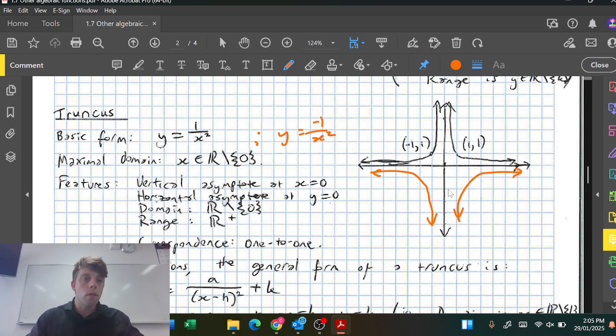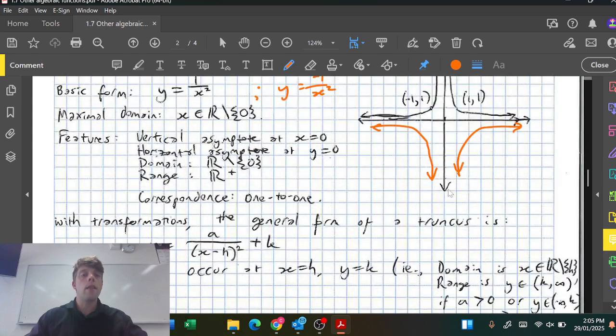And of course, if we had, for example, y equals negative 1 over x squared, that would look exactly the same as this initial graph, just reflected in the x-axis, like so. Key features of a truncus are that it has a vertical asymptote at x equals 0. So that's the vertical asymptote here at x equals 0. And it has a horizontal asymptote at y equals 0, which is over here.